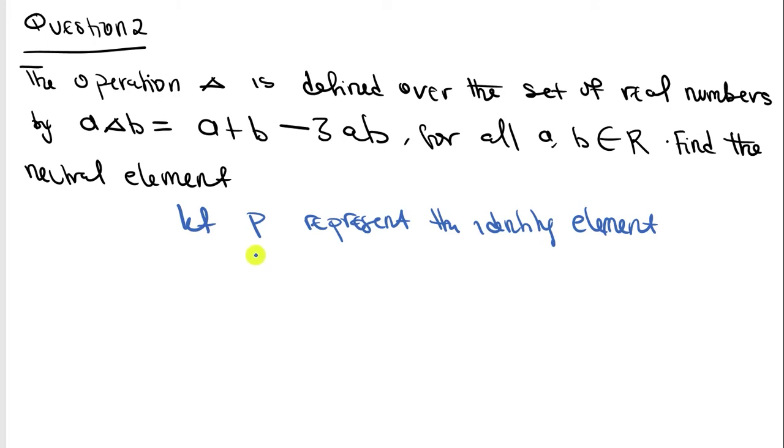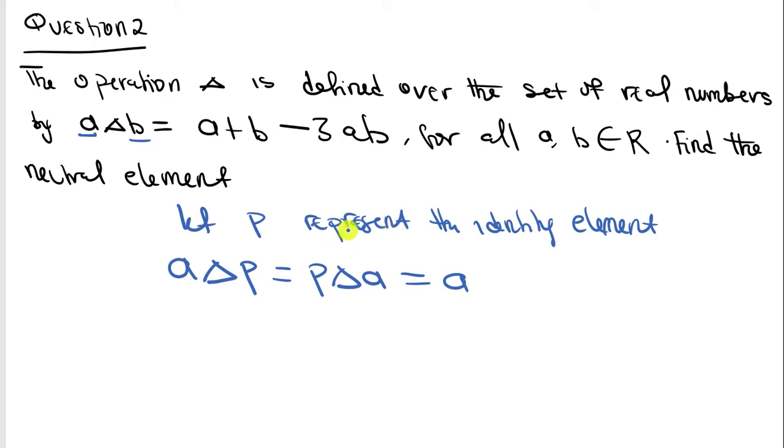After representing your identity element by a variable of your choice, write the basic condition for the identity element. We have a and b; a is the first variable, b the second variable. You can use one of them. So we are going to have a operating on the identity element, p. This will be equal to, interchanging the position of a and p, p operating on a. This is the commutative property. So this will be equal to the same a. This becomes the basic condition for the identity element.